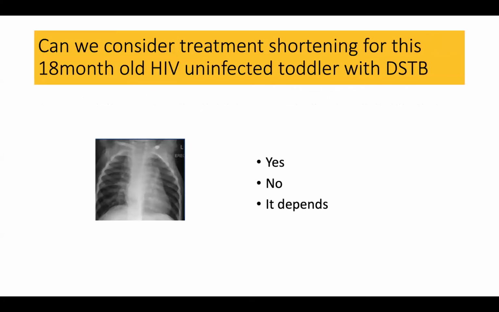Let's skip this case and look at this one. So this is a child that you think has drug-susceptible TB. You've treated this child with 4 drugs. Can we consider treatment shortening? What do you think, Juaneta? Would we consider treatment shortening in this patient with this chest radiograph?